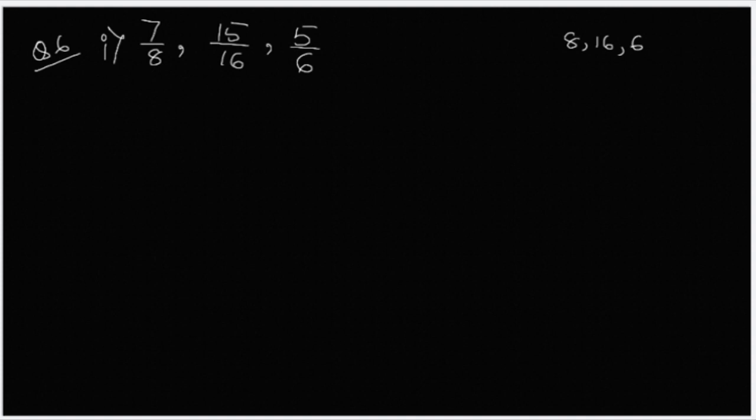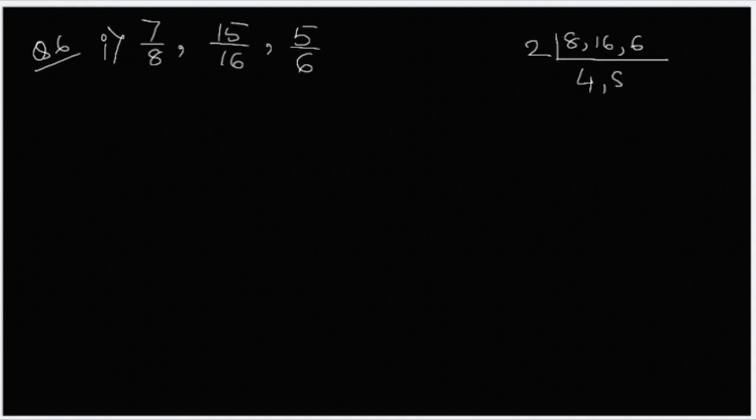Okay, now let us do question number 6. In question number 6 we will do subpart 1. Here in this question you have to arrange in the ascending order, that means from minimum to maximum. So let us find out the order first. 7 by 8, 15 by 16 and 5 by 6. So let us find out the LCM of the denominators first.